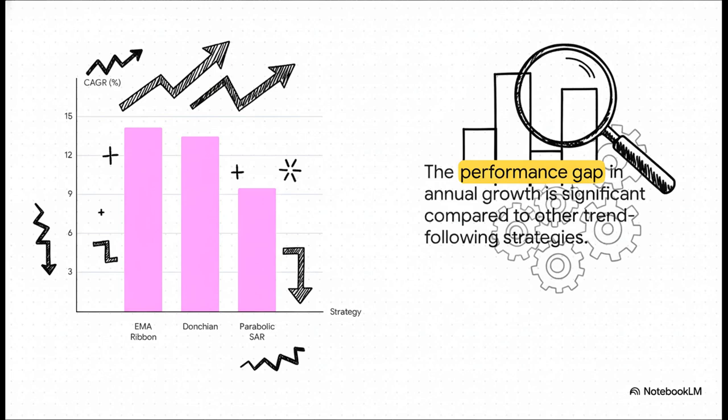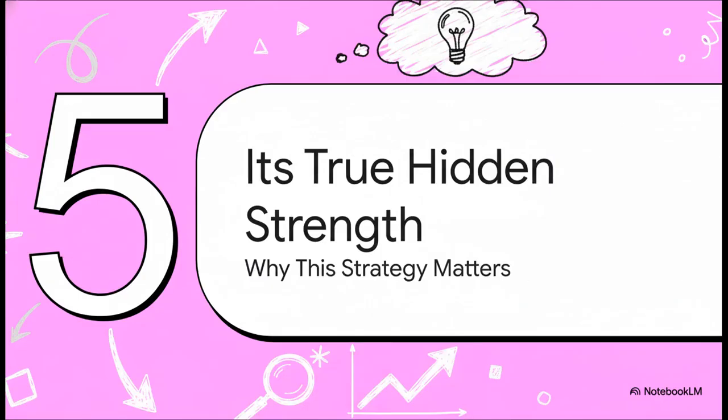Strategies like the EMA ribbon or the Donchian breakout, they pulled in returns around 13–14% a year. This system, over that same 20-year period, delivered just 9.5%. That is a huge difference in your account balance over the long run. So yeah, the numbers are not great. And right about now, you're probably thinking, okay, so this is a total waste of time, right?